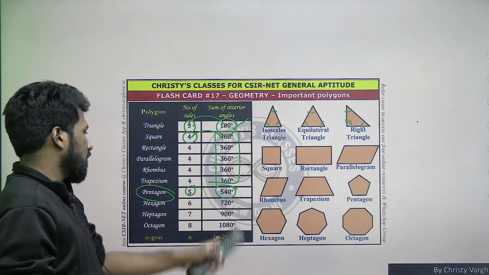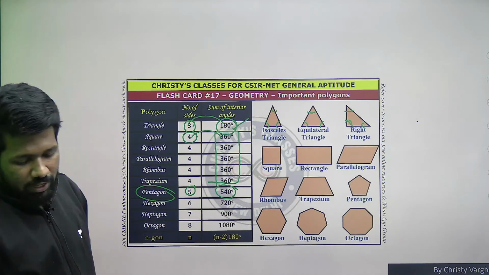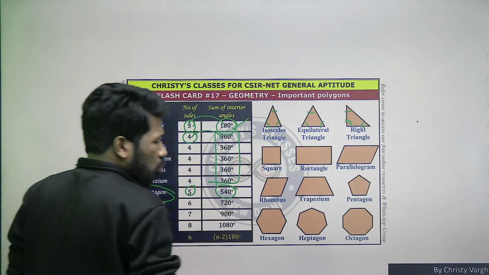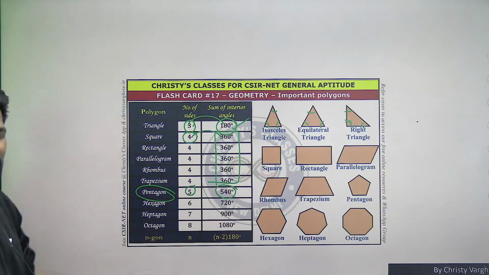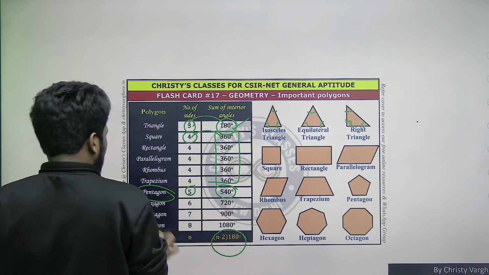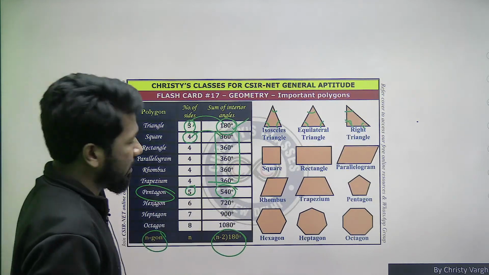So a 5-sided polygon is a pentagon. Its sum of interior angles will be 540. So what is the rule for this? That rule is what is written there. The sum of interior angles of any polygon will be (n-2) into 180 degrees.